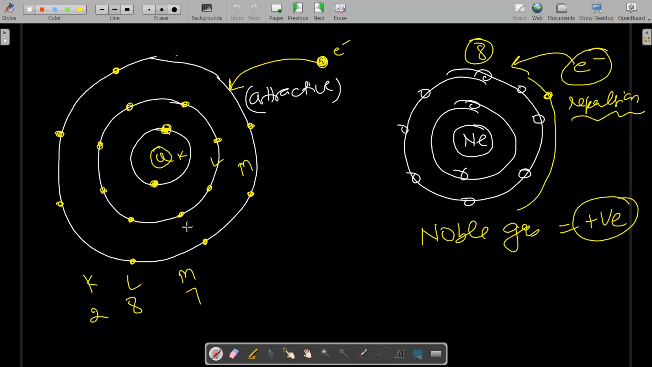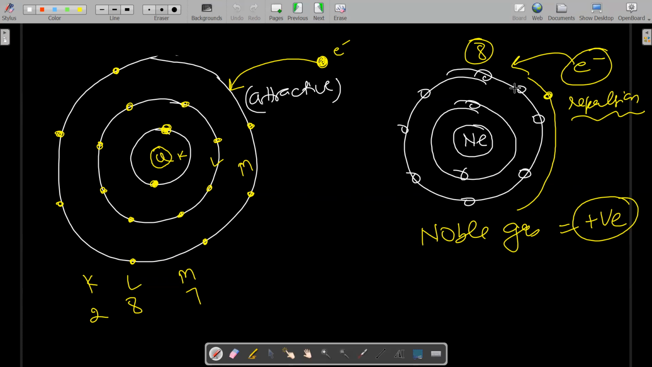So electron gain enthalpy is negative. Halogens have very high negative electron gain enthalpy due to 7 valence electrons. So they have a tendency to gain 1 electron to complete the octet. And since the effective nuclear charge is also very high, the electron is easily attracted, and when the electron gets attracted, energy is released.